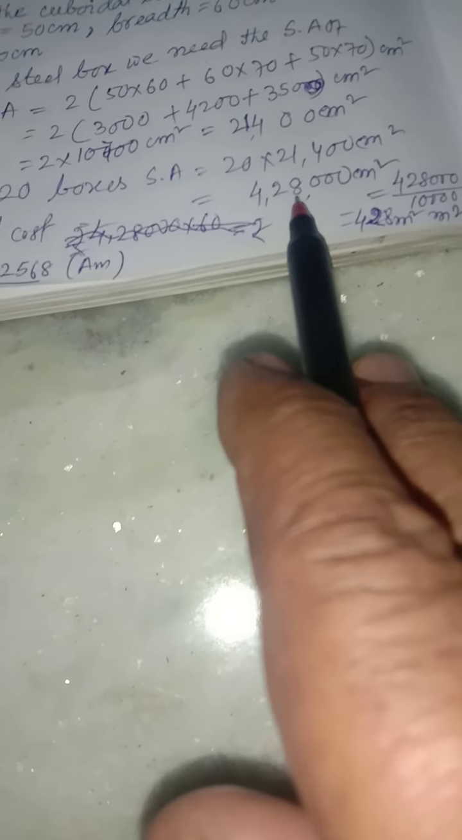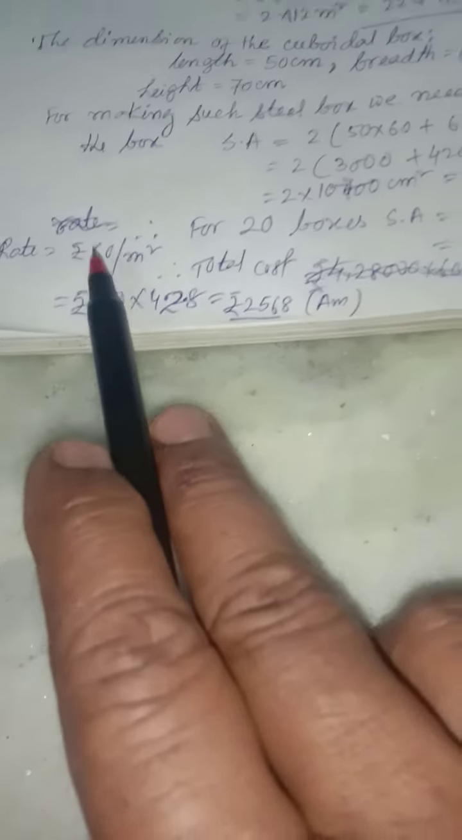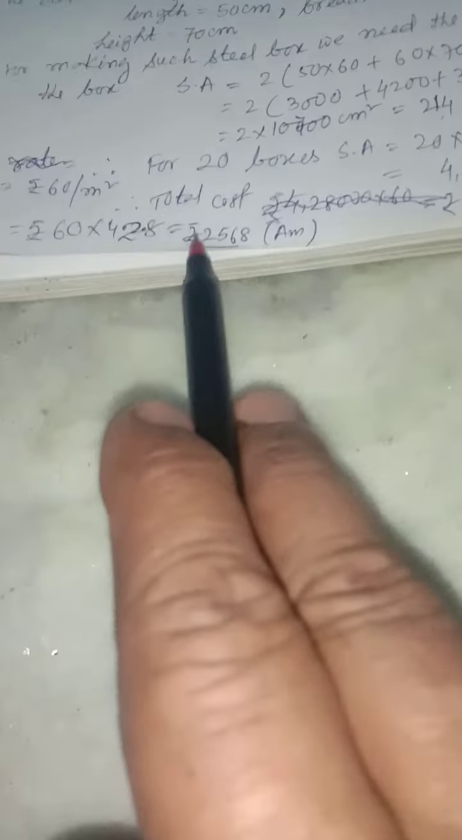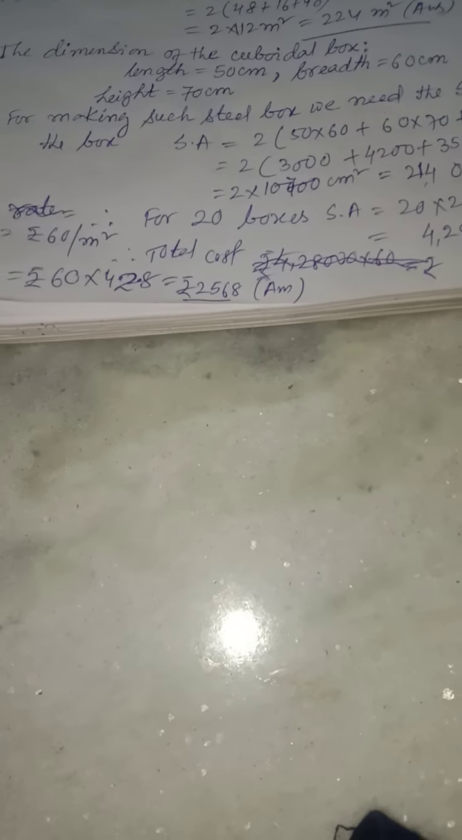So 20 such boxes will be 20 into this, which is equal to 4,28,000 centimeter square, and the rate is rupees 60 per meter square. So total cost will be 60 into this 4 lakh 28 thousand centimeter square, converted into meter square. 1 meter square is equal to 10,000 centimeter square, 100 into 100 centimeter square. So this will be divided by 10,000 so that you make it meter square, 42.8 meter square. The rate is given to you: rupees 60 per meter square. 60 into 42.8 is equal to rupees 2,568. So that will be the total cost to make 20 such steel boxes.